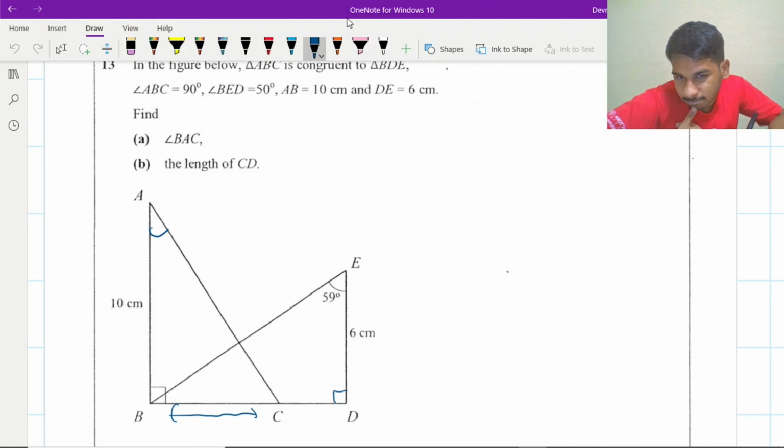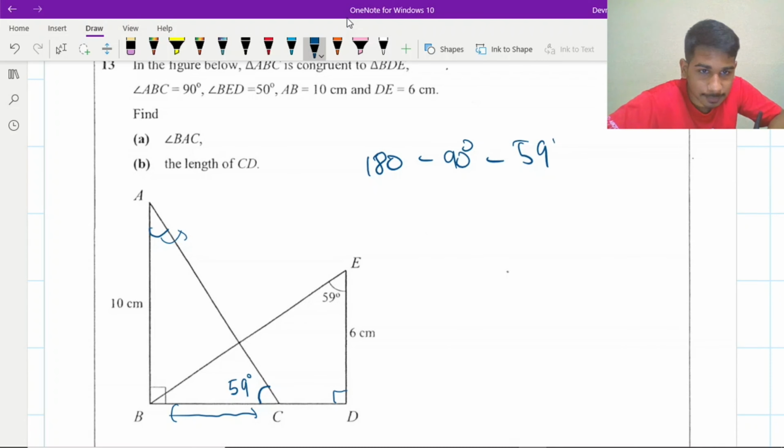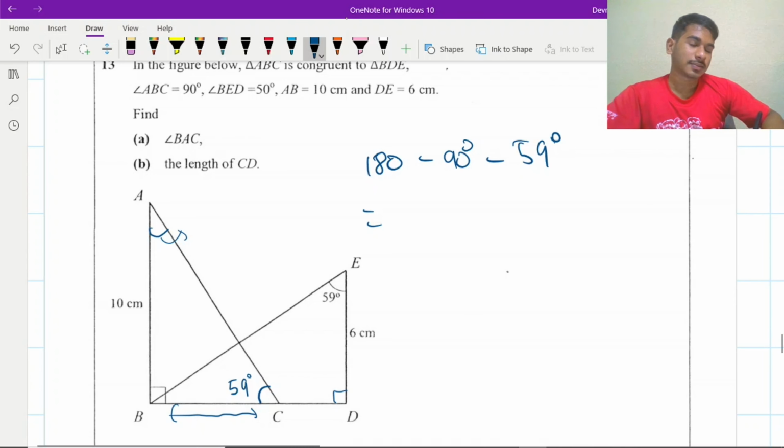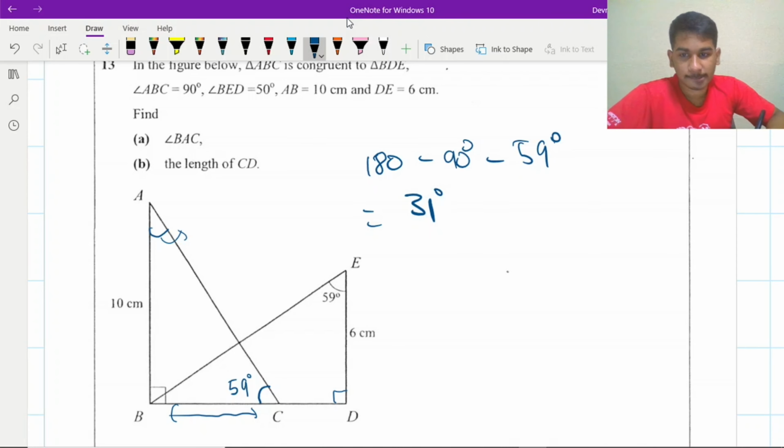Okay, so if it's a congruent triangle, okay, it's congruent. So if that is 59, this is also something. This is also the same thing as that. So 59 or 50, whichever is correct. So we have this. It's going to be 180 minus 90 degrees minus 59 degrees. So it's going to be 90 minus 59. 90 minus 60 is 31 degrees.